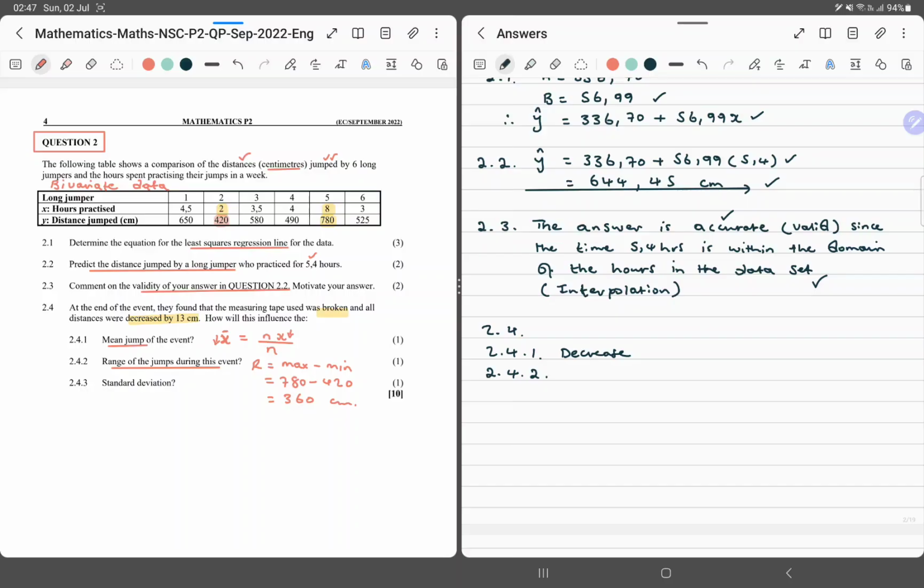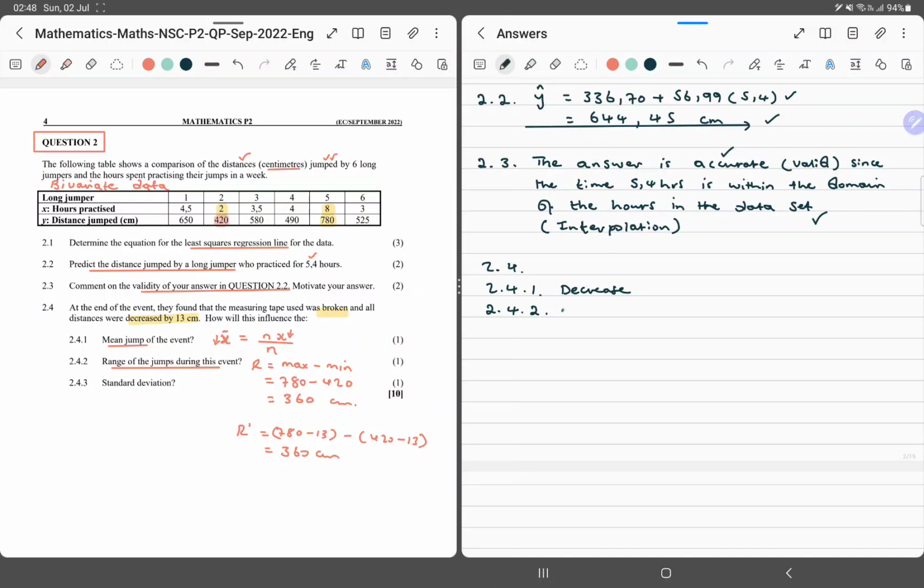Now what happens? Remember, now our new range is going to be 780 minus 13 minus 420 minus 13. So that should not change. The range doesn't change because, I mean, it should not. So it does not change, or you can say it remains the same.